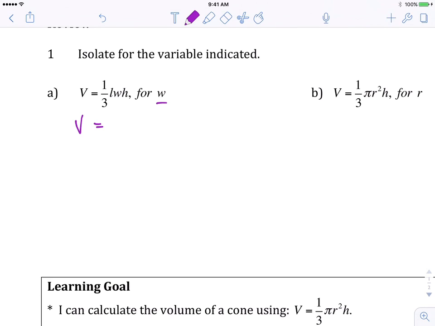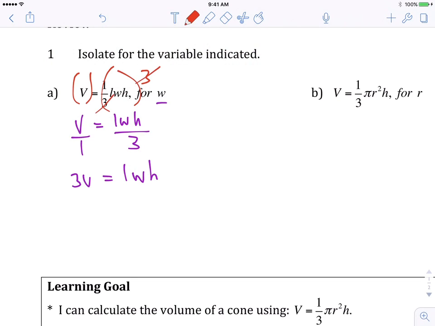So what we're going to do is rewrite this as LWH over 3. It's the exact same thing, just written differently. And then we're going to cross multiply this and this. But under the V, we have technically a 1 as well, right? V over 1. So if I cross multiply, I get 3V equals LWH. And if we decided instead to have multiplied each side by 3, we would get these 3s crossing out and be left with LWH. And on this side, if you multiply by 3, you get 3V, which is exactly what we have here.